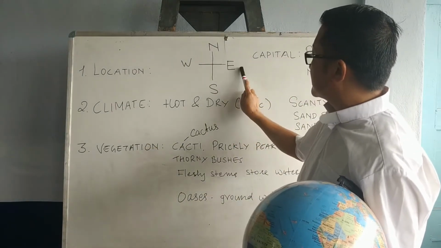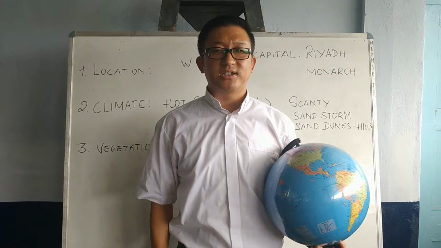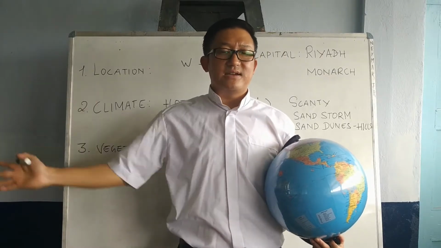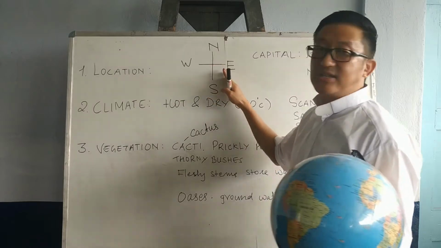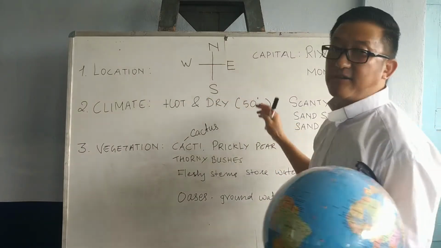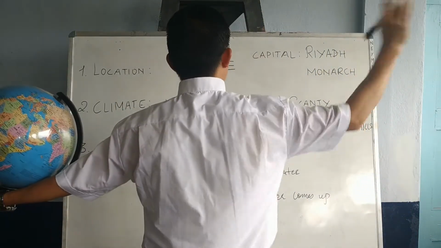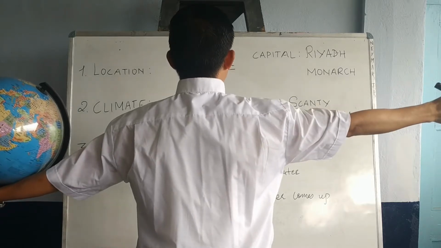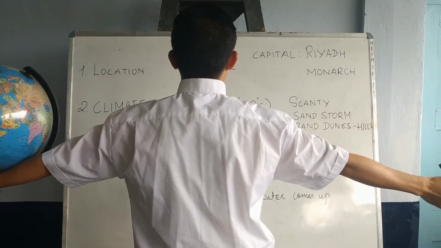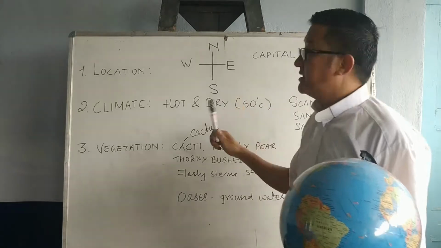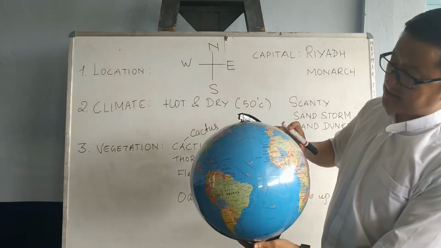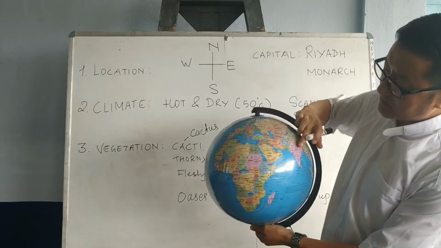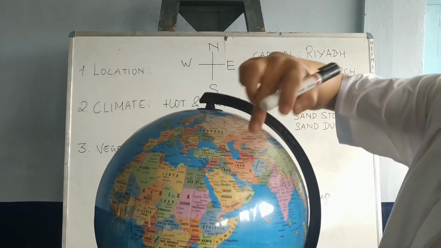This is east. Okay, I'm standing here like this. This is my right hand and this is my left hand. So likewise you understand I have drawn this. If I face this side, my right hand is always east and my left hand is always west. Alright, east, west, north and south. Now let us see Saudi Arabia, India and Saudi Arabia.